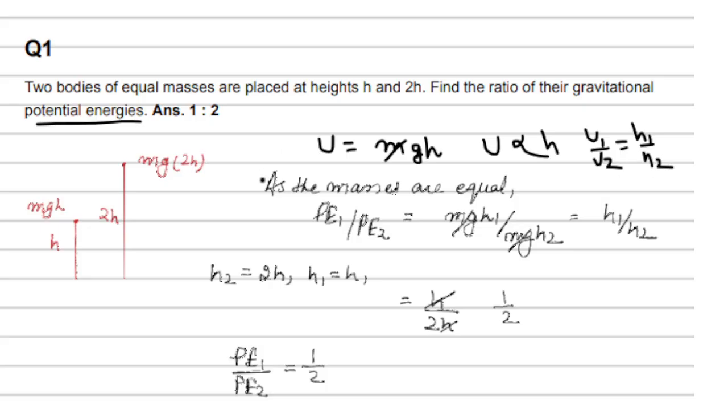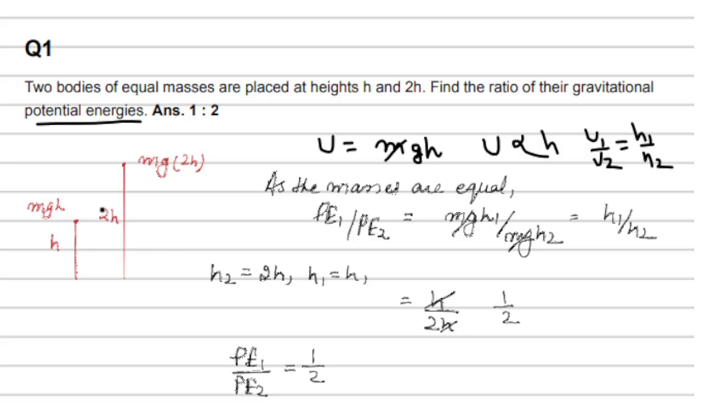But mathematically, if we want to show it, as the masses are equal, potential energy 1 divided by potential energy 2 is mgh1 by mgh2, right? This one is at the height of 2h, and this mass is at the height of h only. So the masses being equal will cancel out. g will also cancel out. And we'll get the simple ratio of h1 by h2, which is h by 2h, right?